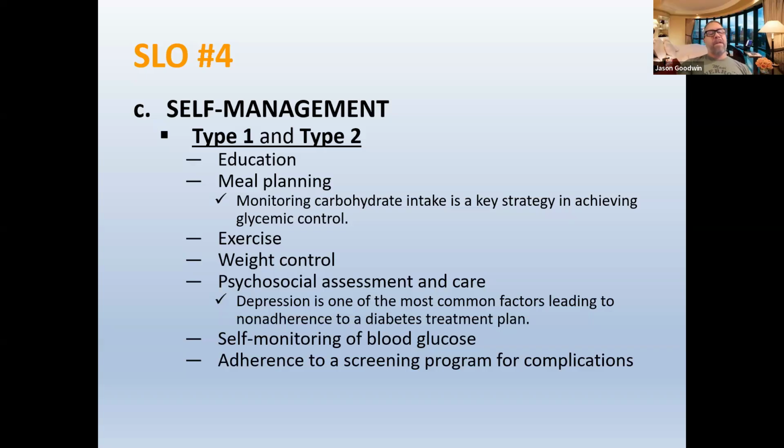Exercise, if you can encourage that, is a huge part of it, and it will result in weight control. Also, a psychosocial assessment is important. Like I said, depression is a common thing that's experienced, and it relates to non-adherence. So people just throw up their hands and say, "I'll forget it. I'm just going to pretend like it's not there," and that usually ends badly.